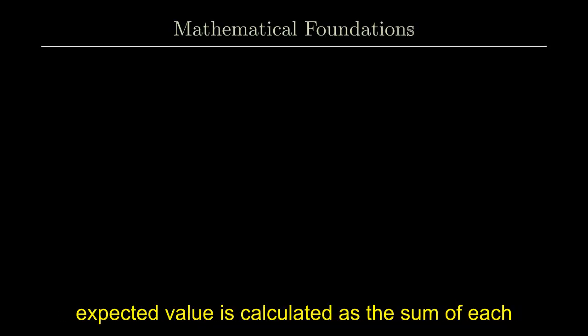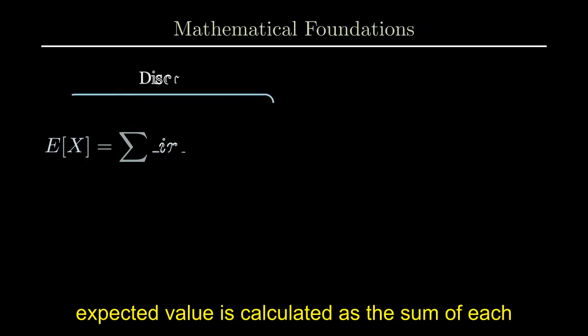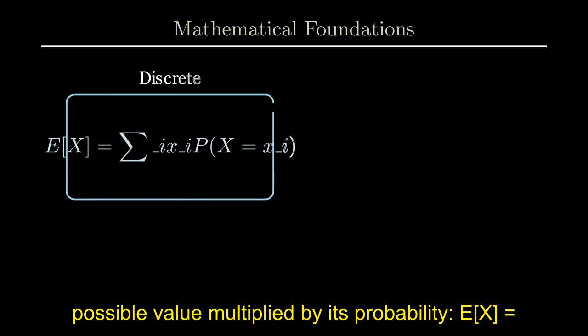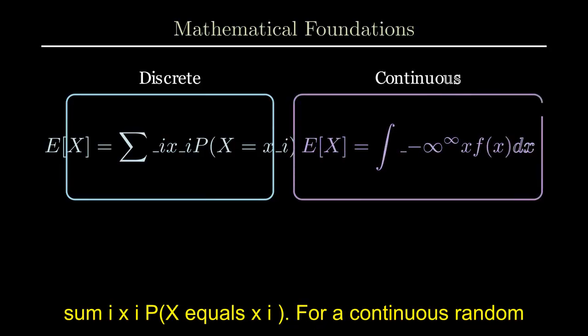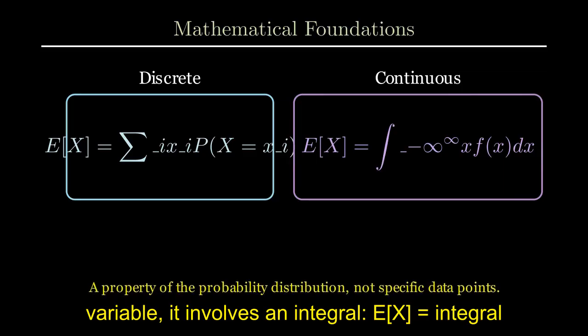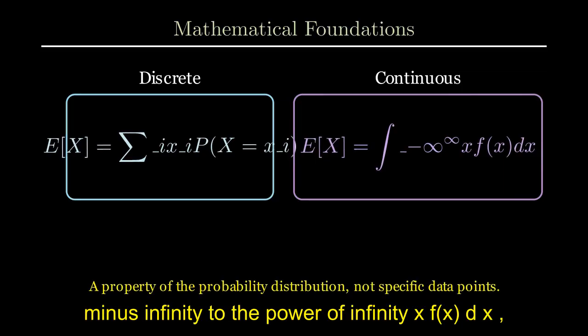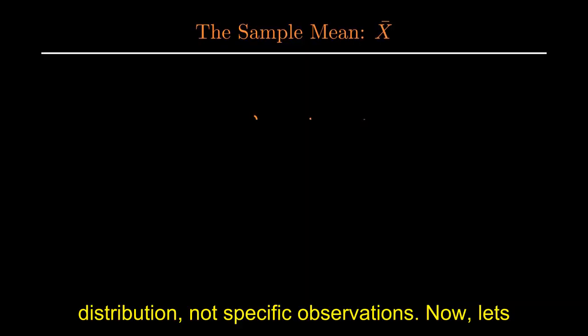For a discrete random variable X, the expected value is calculated as the sum of each possible value multiplied by its probability, E[X] equals the sum over i of x_i times P(X equals x_i). For a continuous random variable, it involves an integral, E[X] equals the integral from minus infinity to infinity of x f(x) dx, where f(x) is the probability density function. This value is a property of the probability distribution, not specific observations.